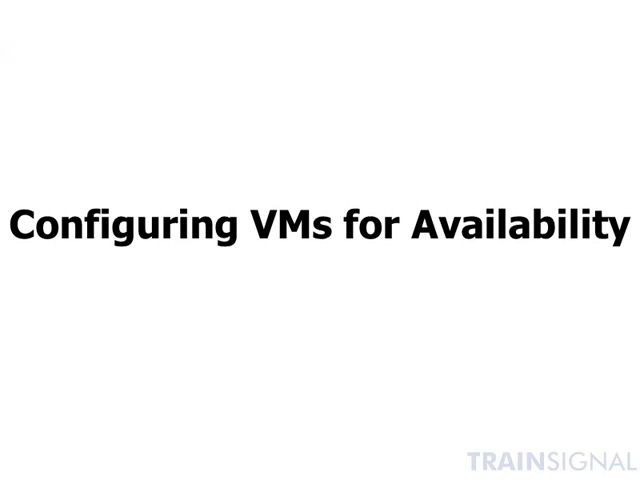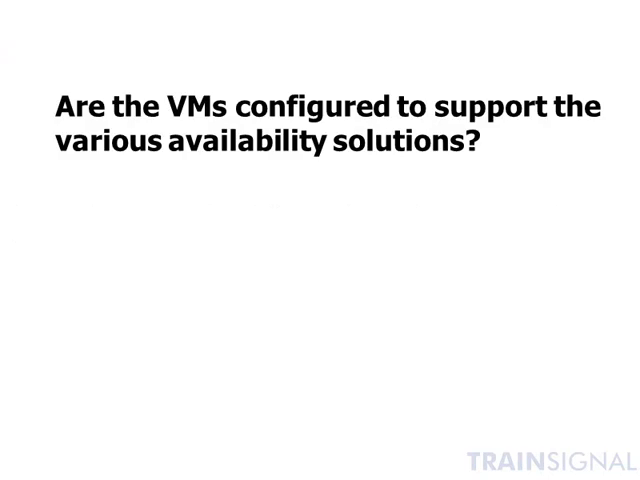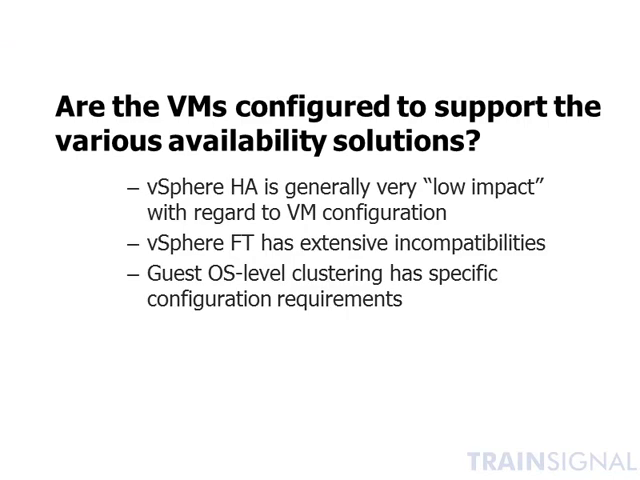Availability is another aspect of configuring VMs or defining VM attributes that we also need to consider. So we have to ask ourselves questions like, are the VMs configured to support the various availability solutions that we're going to use? vSphere HA we could consider to be low impact with regard to VM configuration. There aren't a whole lot of dependencies and things that you can't do within a VM that would make it unable to be protected by vSphere HA.